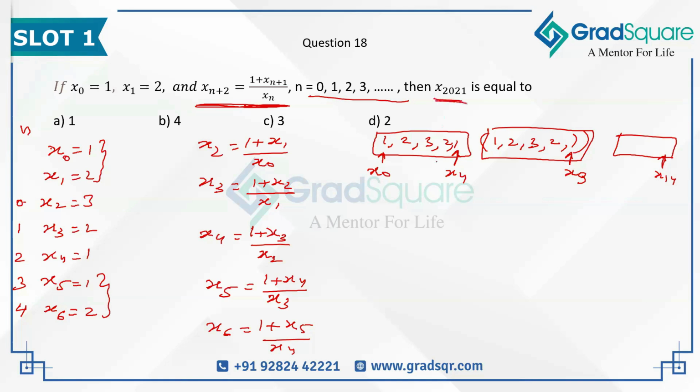So if you look at x2021, I can very easily say x2019 would turn out to be equal to 1, and that will be the last number in its bracket, correct? So x2020 will turn out to be the next one, and x2021 will turn out to be 2. So x2021 should turn out to be equal to 2. Option D should be the correct answer for that.